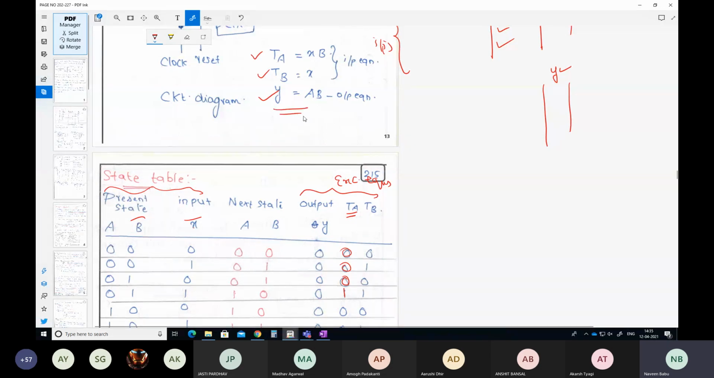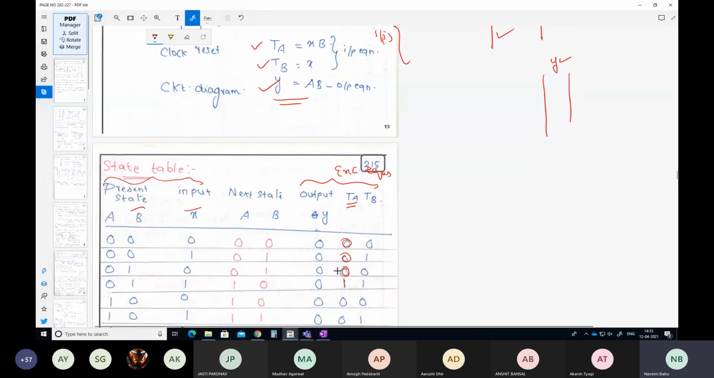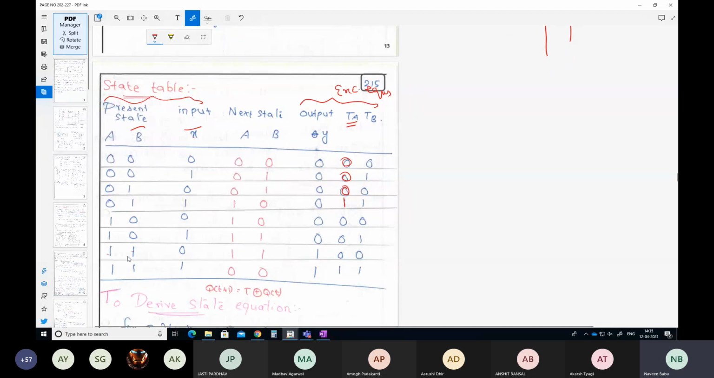Similarly, y is also filled using the excitation equation A dot b. A dot b is 0, 0, 0, 0, 1, 0. So likewise, last output will be 1 dot 1, it is 1.